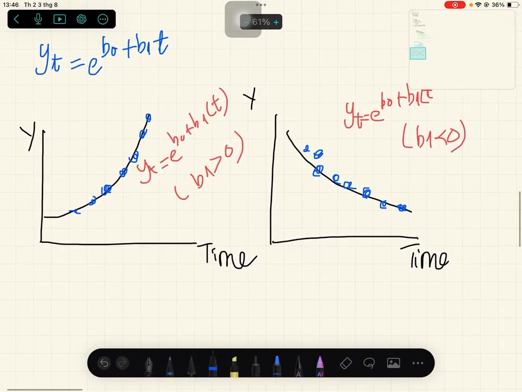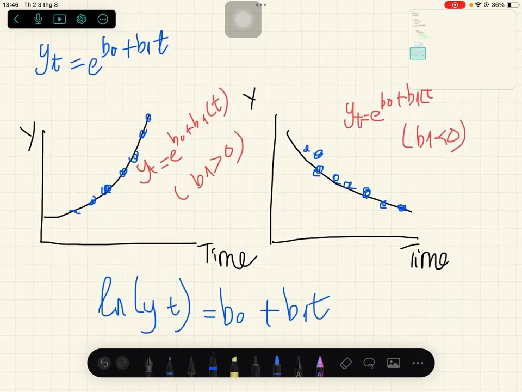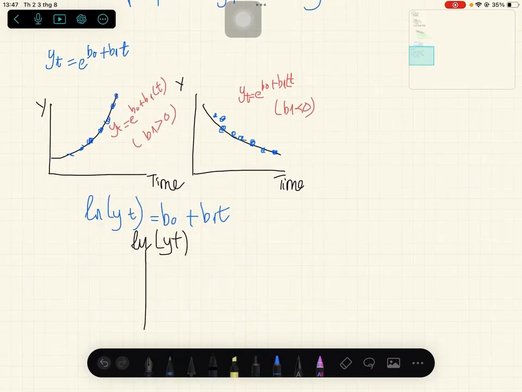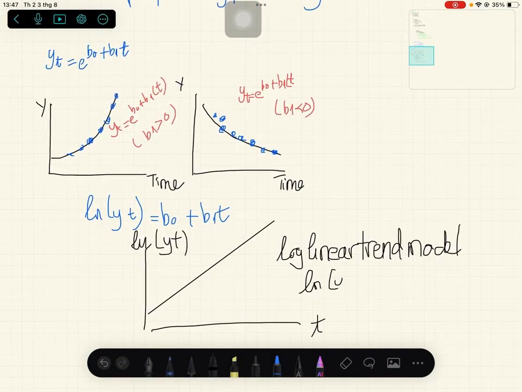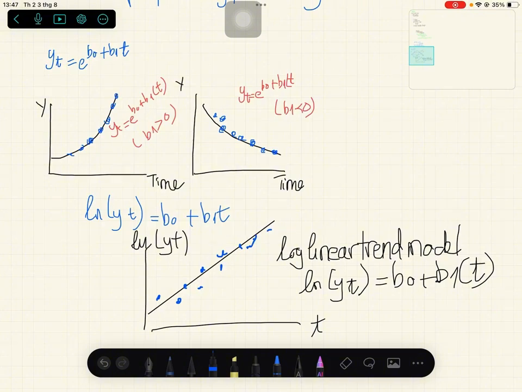So the model becomes ln(y_t) = b0 + b1 t + error. That's why it's called a log linear trend model. The regression is linear, but it's linear in the logarithm of the dependent variable. Here's the key intuition. Instead of assuming a constant dollar increase, now we assume a constant percentage growth rate. This is much closer to how business, investment, and economies actually evolve.